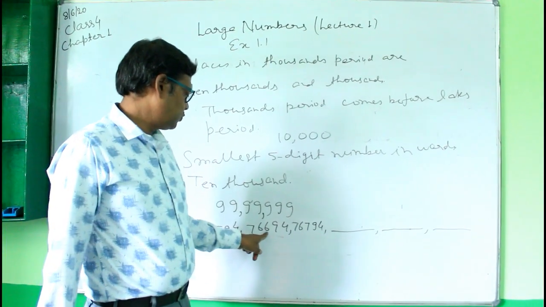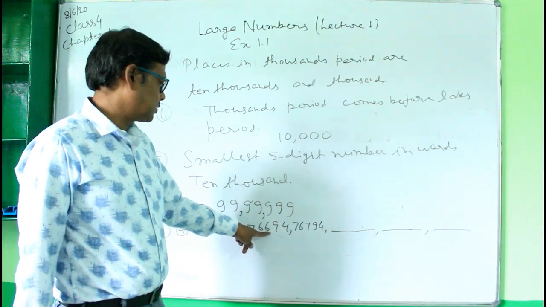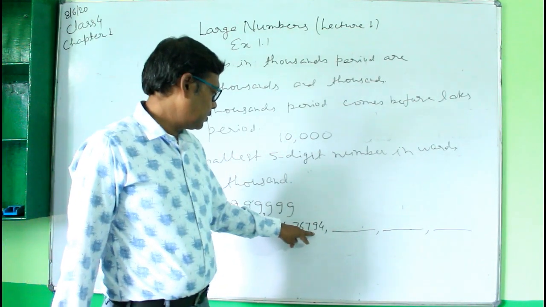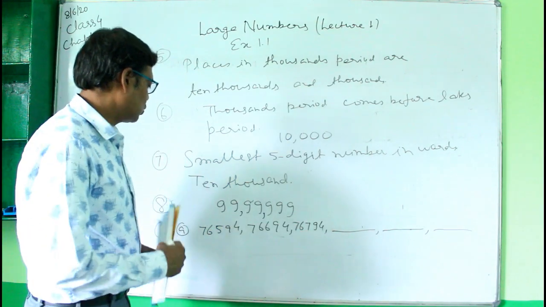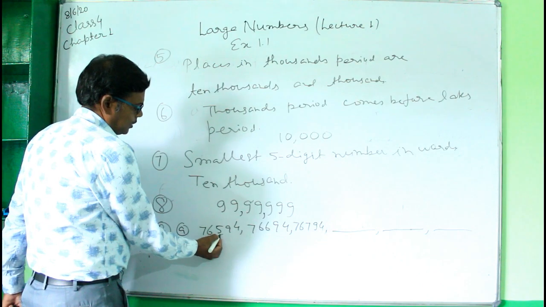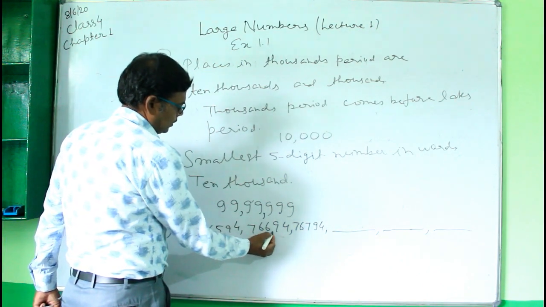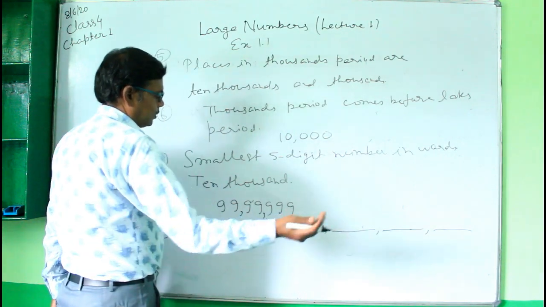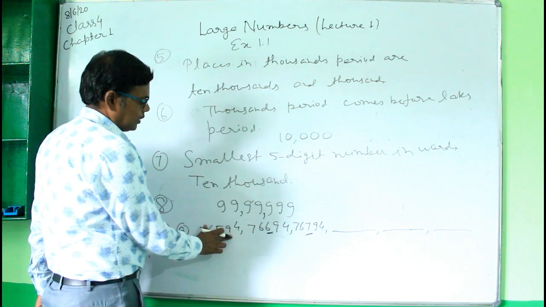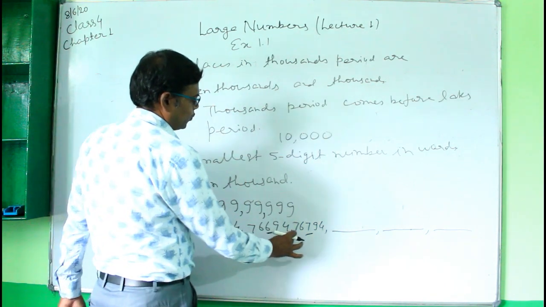And here you see it is 6. At the hundreds place the number is 6, and in this number the number at the hundreds place is 7. So the number at the hundreds place is changing. That is 5, then 6 here, and then 7 here. And see that at the tens place and at the ones place the number is the same, 94, 94, 94.